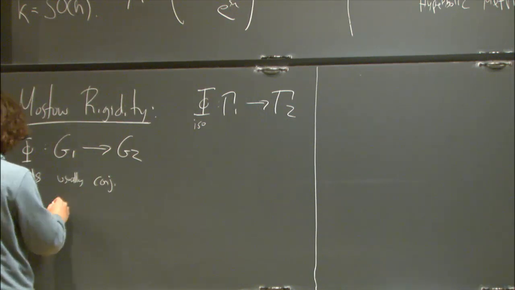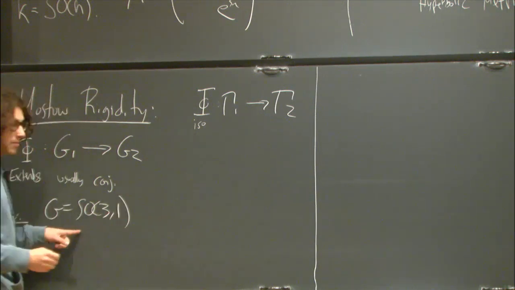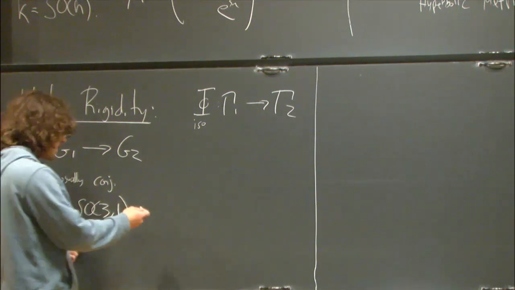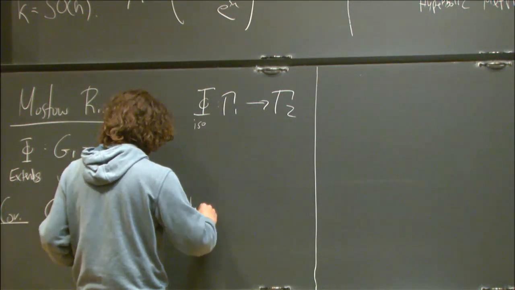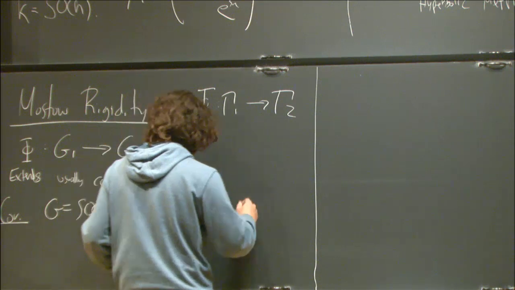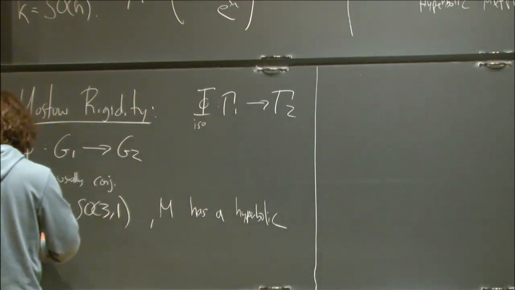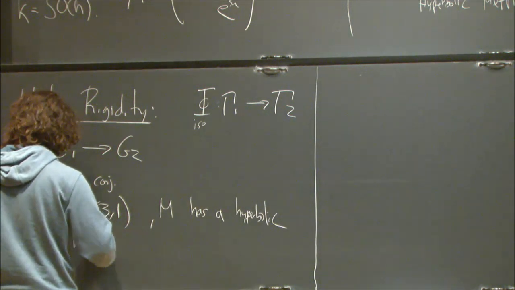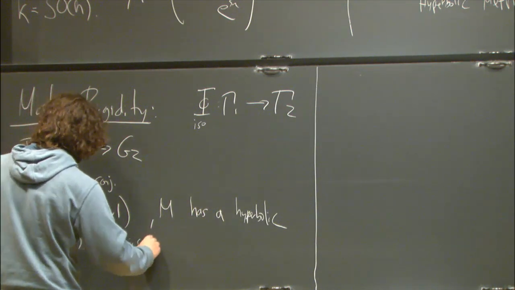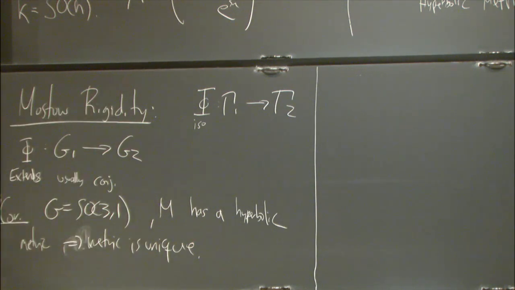A corollary is that if you take the group of isometries of hyperbolic 3-space, and M is a manifold, and M has a hyperbolic metric, then that metric is unique.